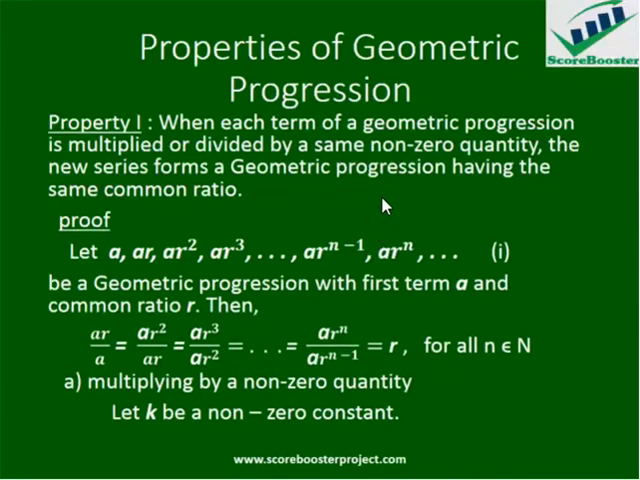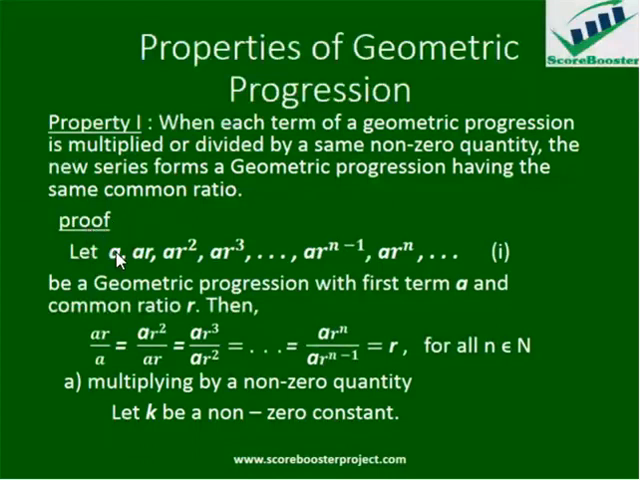Properties of geometric progression. The first property. When each term of a geometric progression is multiplied or divided by the same non-zero quantity, the new series forms a geometric progression having the same common ratio.